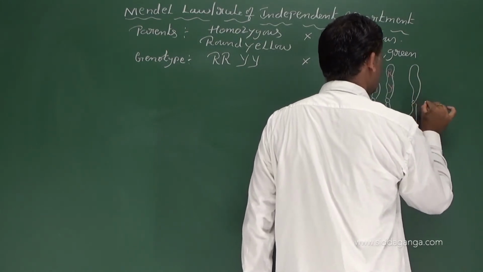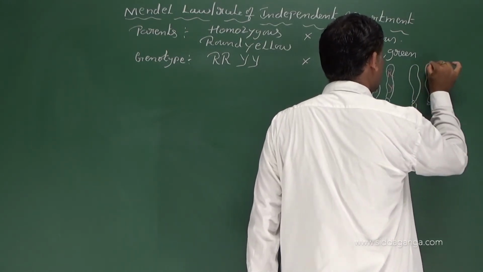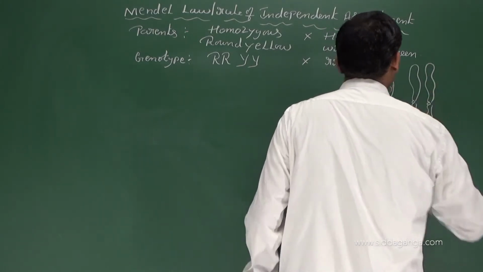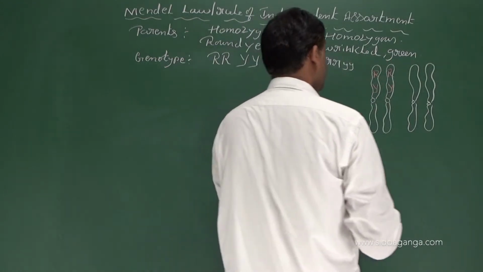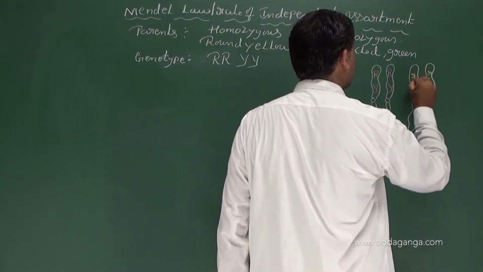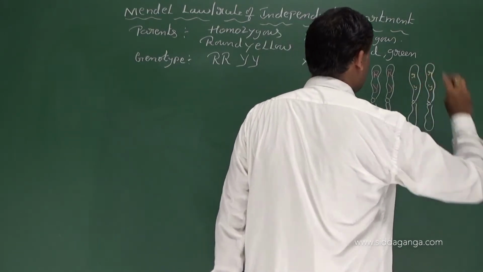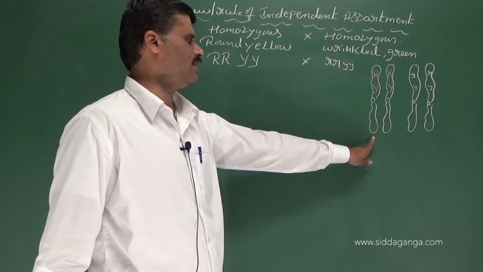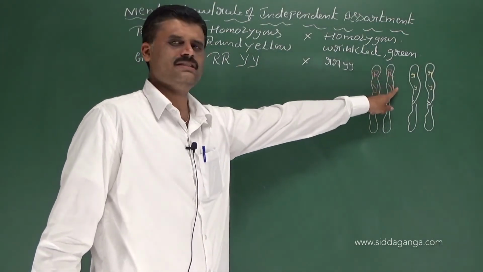Wrinkled green, the parental chromosomes of wrinkled green have small r, small y. Okay, parents contain two homologous chromosomes, one is paternal and one is maternal.